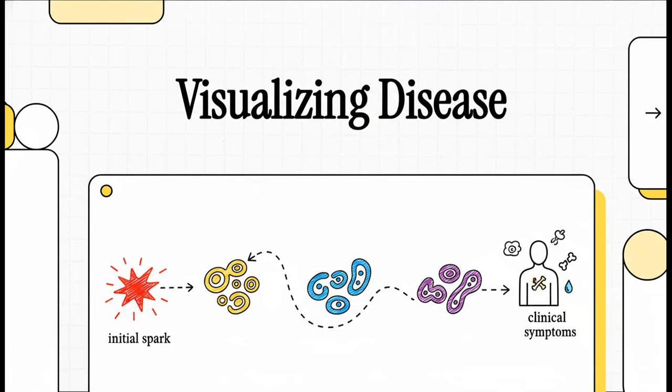All right, in this explainer, we're going to visually map out 3 common diseases. We're going to trace them from that very first spark all the way to the clinical symptoms you'll see in a patient. Think of this as us building a mental flowchart together so you can see exactly how one step leads to the next. Let's get right into it.